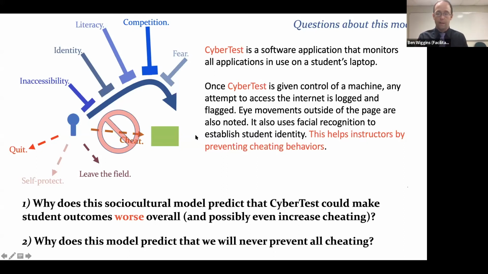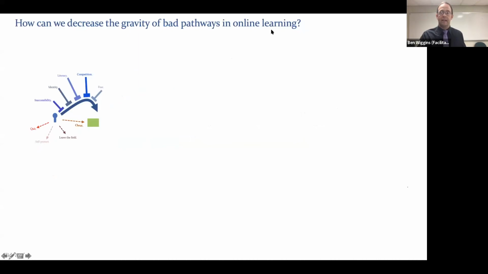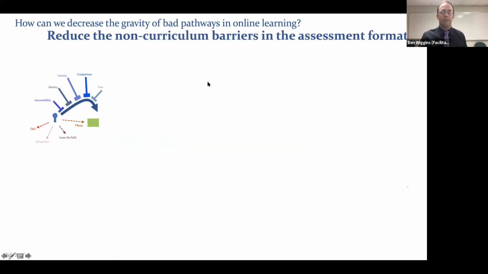Okay, thank you to everybody who not only chimed in, but also volunteered to. We'll keep going now that I've given you my test. I want to talk about how we reduce some of the gravity of these bad pathways. If there are all these other places students can go, how can we decrease that pull? The way to do that is to reduce the non-curriculum barriers in the assessment. Every assessment has barriers for students, and we would like to make a larger proportion of those actually be about understanding the content. Here are 10 different ways to do that.